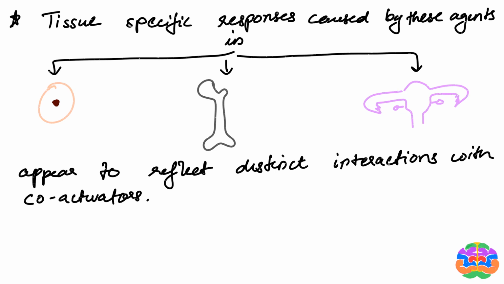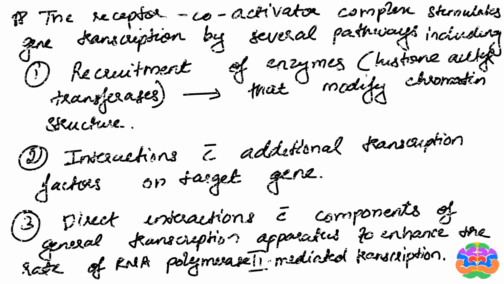Now, the tissue specific responses caused by these agents in the breast, bone, and uterus appear to reflect distinct interactions with co-activators. Now, after interaction with the co-activator, the receptor co-activator complex stimulates gene transcription by several pathways, including first the recruitment of enzymes, for example histone acetyl transferases that modify chromatin structure.